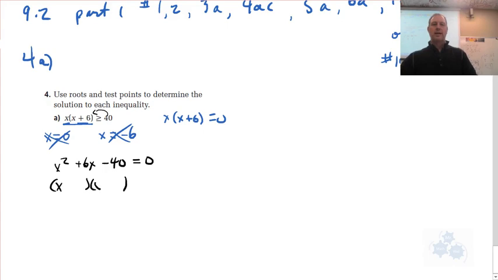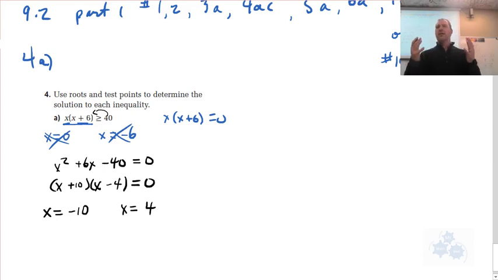So x times x is going to give us x squared. And again, we need two numbers that multiply to -40 that add up to also give us 6. So that looks like a positive 10 and a -4. That would multiply to -40. And those two terms would also add to 6. Okay, so now we're looking good here. So the roots are x equals -10. That's what makes this factor 0. And x equals positive 4. That's what makes this factor equal 0. So one or both of them have to equal 0 in order for this equation to equal 0.